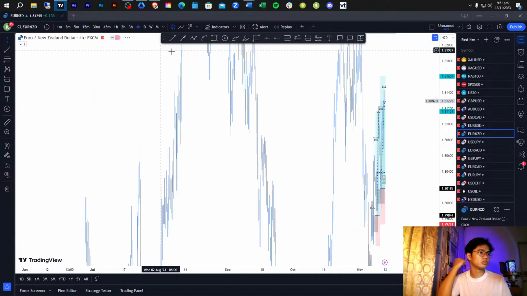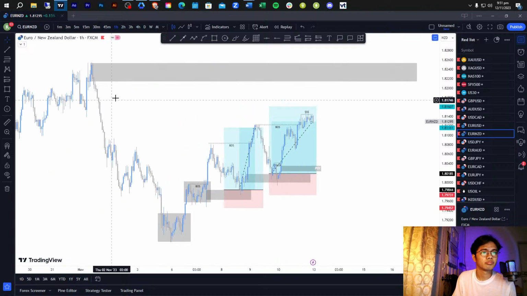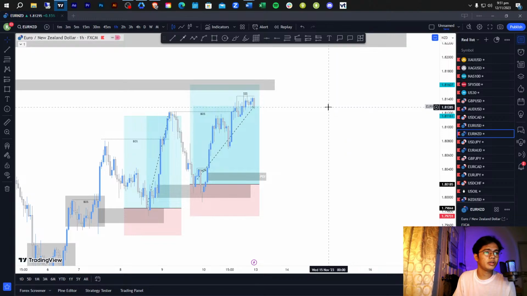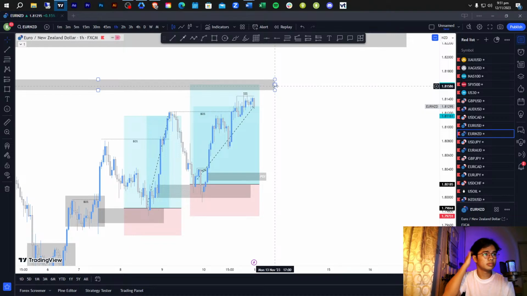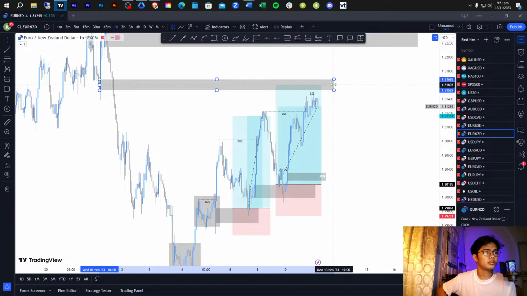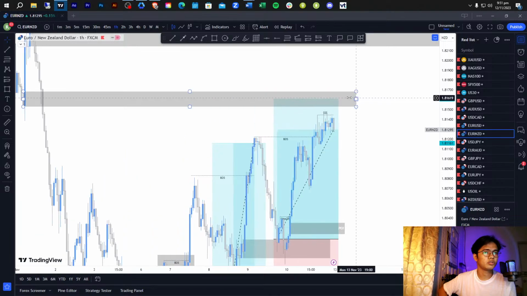Let's look on the... we have a breaker block in this area, and if there are any breaker blocks, traders have pending orders in here, and price may create a liquidity grab right here just to mitigate orders right here.